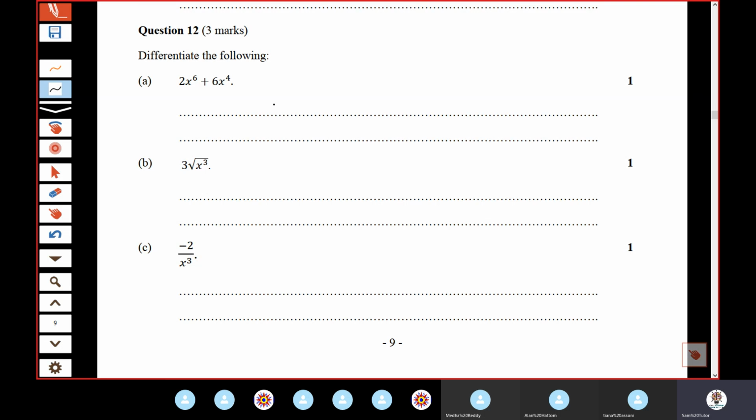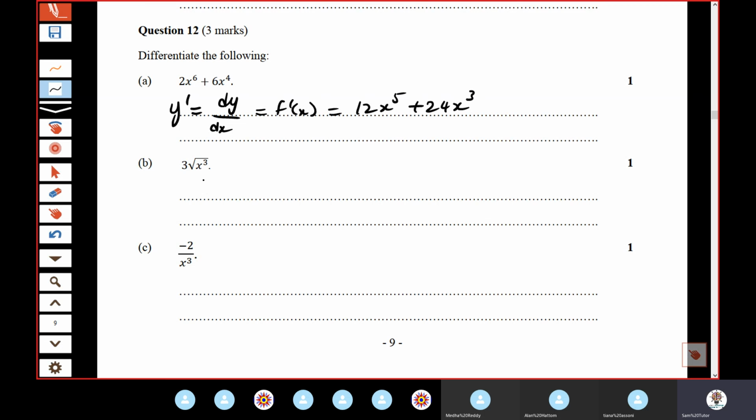Okay, let's do it. First one: y dash, dy/dx, f dash, all the same thing, should give you 12x to the power of 5 plus 24x to the power of 3.